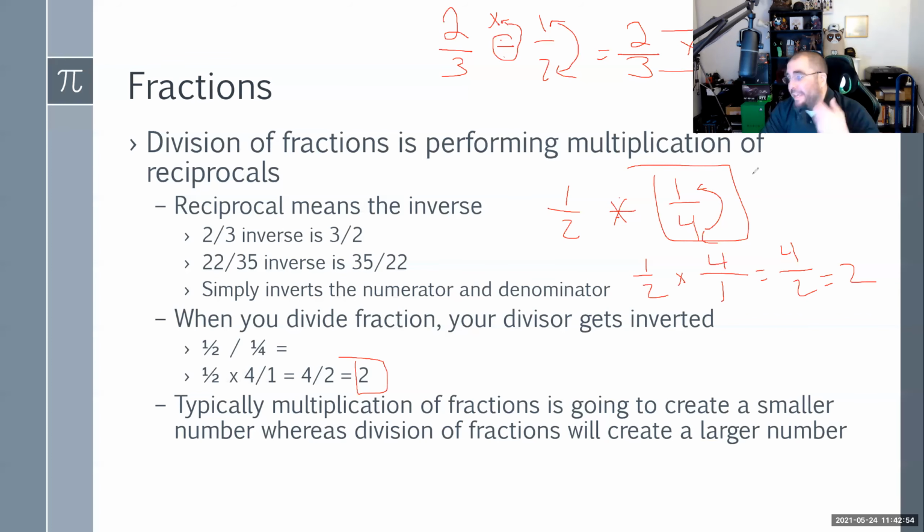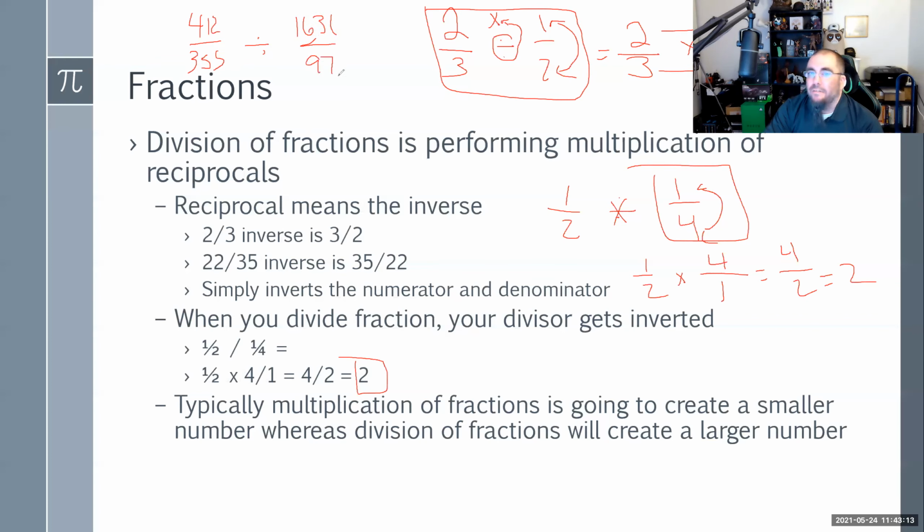So division is the one that gets people caught up the most. Again, this is probably about as difficult a problem as you're going to get. You're not going to get something like 412/355 divided by 1631/97. I'm not going to make anything that difficult. That's a lot of math and requires brain, and that's just too much brain for a math class like this. You'll get something pretty simple like these questions over here.